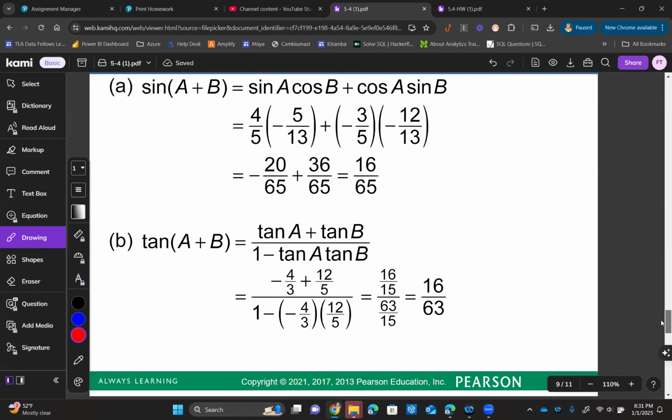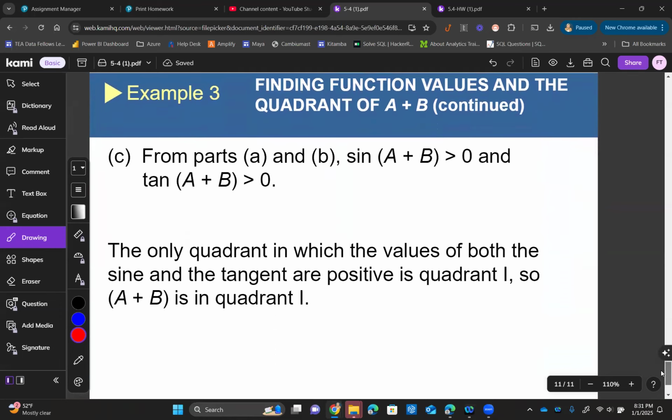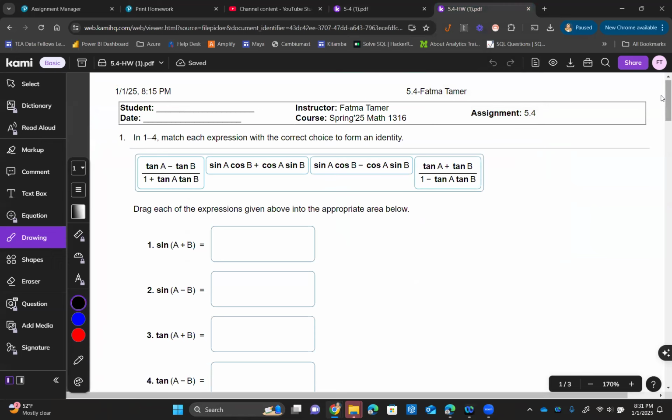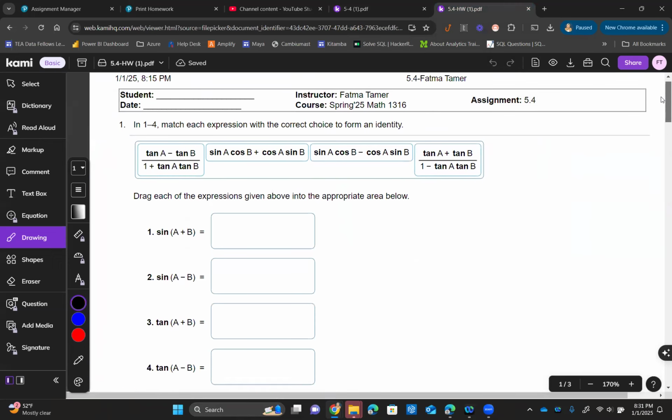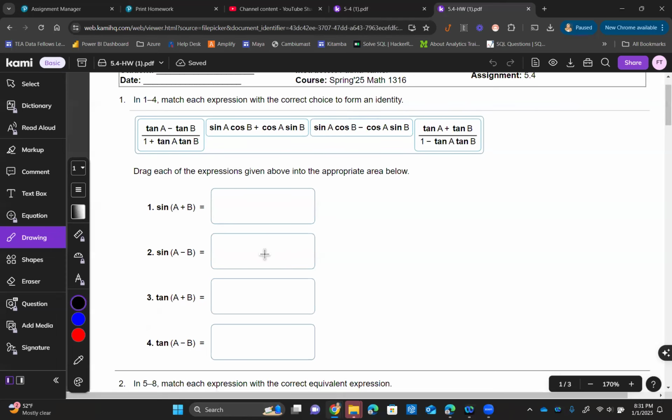This is the solution to our question, and we got the exact same answers. This will be the end of our presentation. Now we're going to quickly look at the homework. For the homework, I will not show you every question, but I'm going to model some of the questions. We have a matching problem.